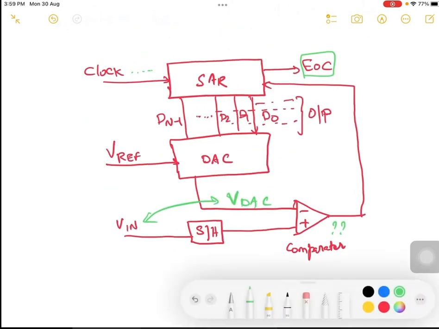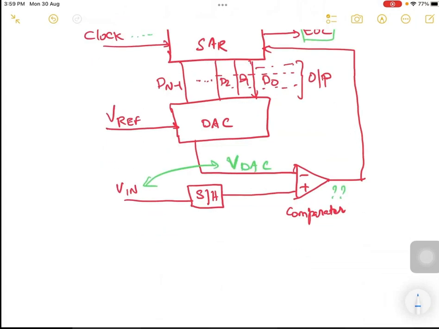Now I'll show you the calculation here. I send an analog signal, like this. Here is the ADC.